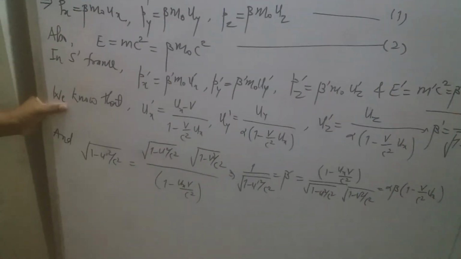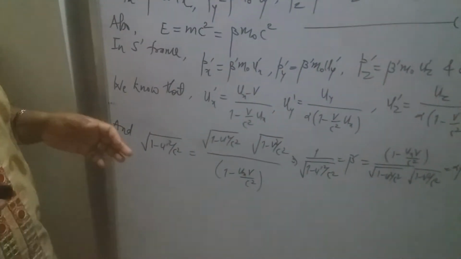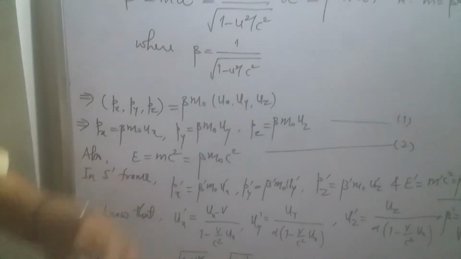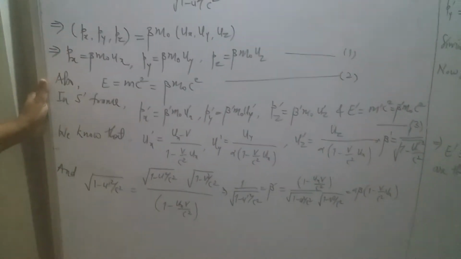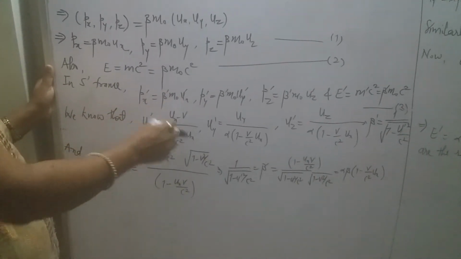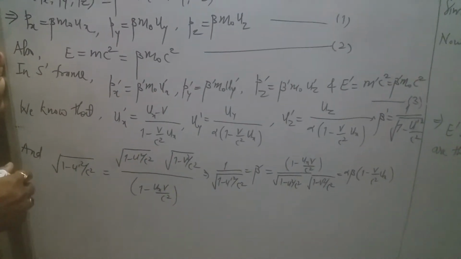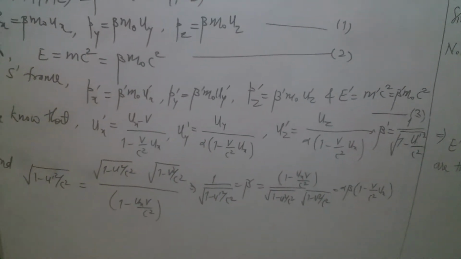Now we have to transform these dashed terms into the undashed terms, that is, we relate the terms in S dash with the terms in S. Now we know the transformation of the velocity of the particle: ux dash is ux minus v upon 1 minus v by c square into ux, uy dash is given by uy upon alpha into 1 minus v by c square ux, uz dash is uz upon alpha into 1 minus v by c square into ux. This we have derived in the second unit of the same paper.